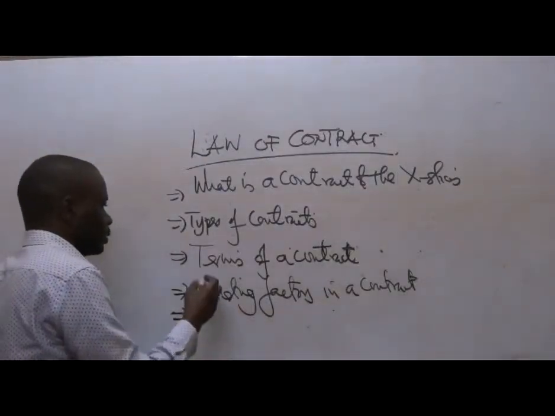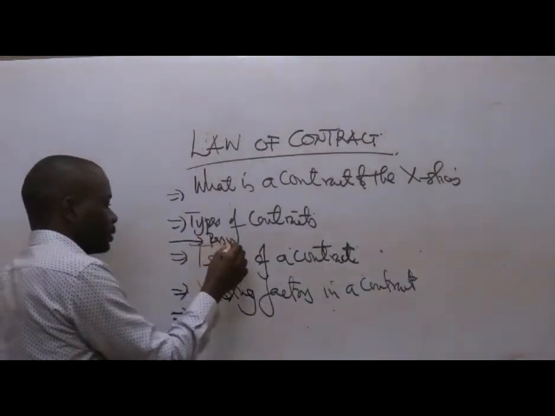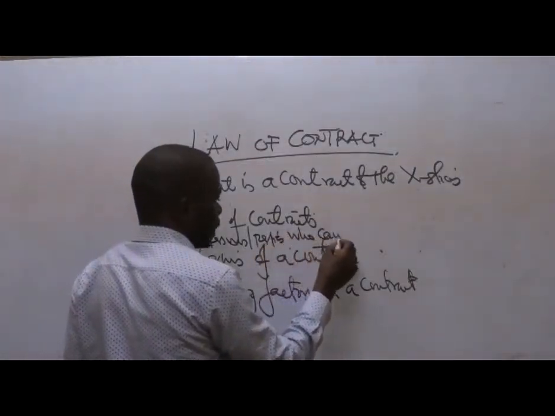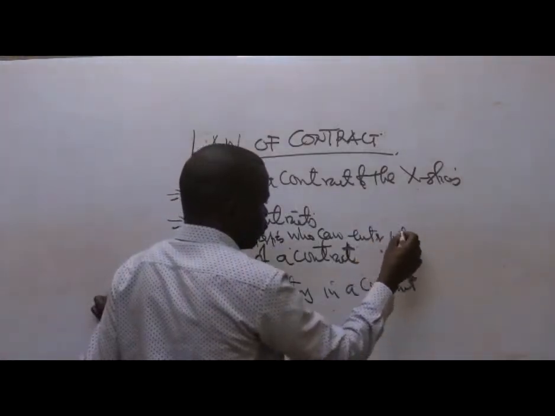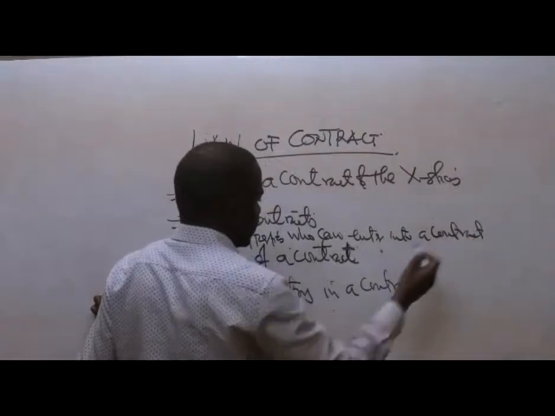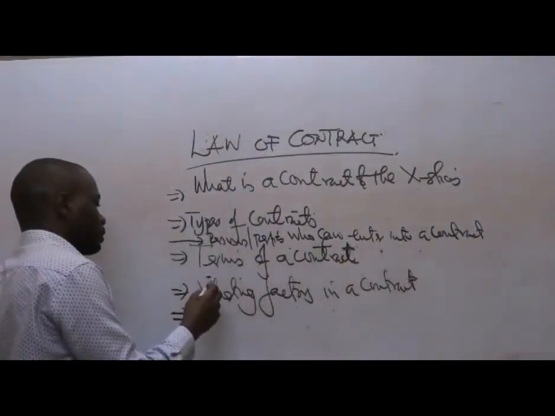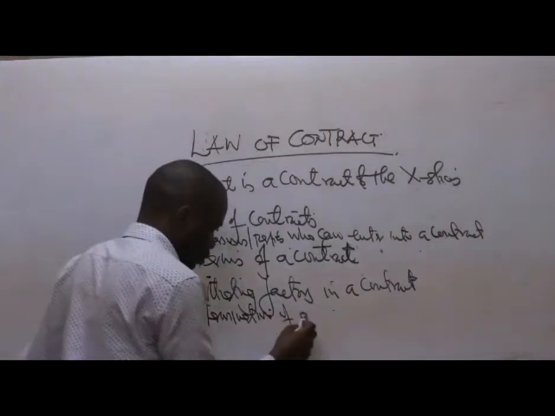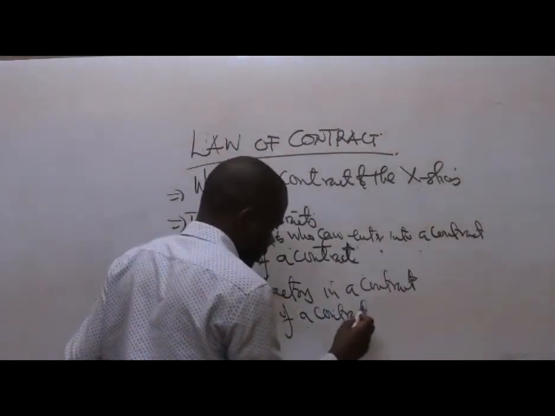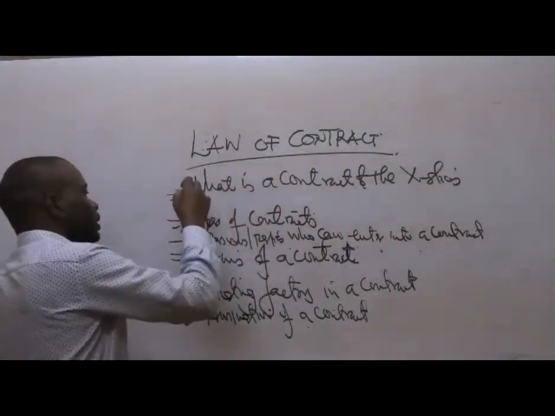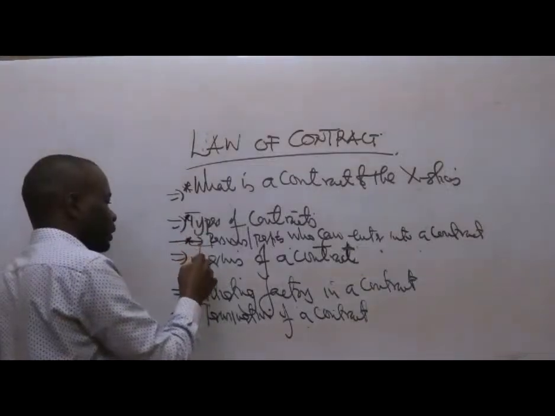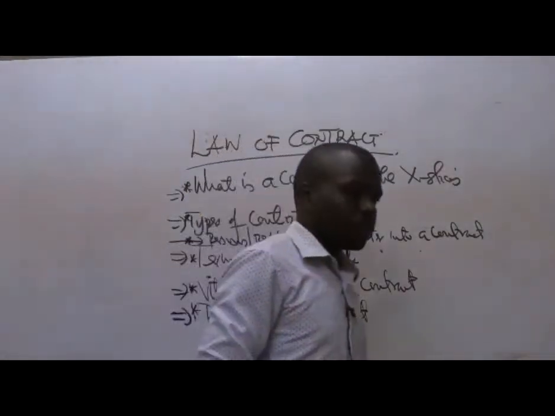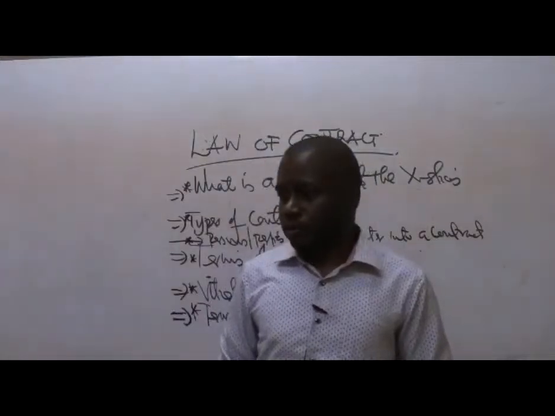Then also there is something about persons or parties who can enter into a contract. Then lastly, basically is termination of a contract. How does a contract come to an end? So these are the major areas you need to be able to understand under this particular topic we are calling the law of contract.